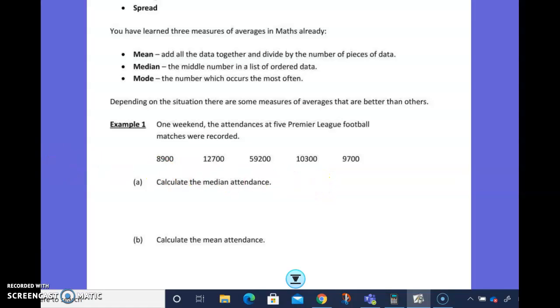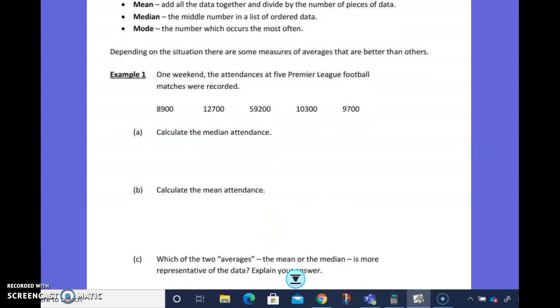Sometimes one measure of average is better than the other. Generally speaking, the mean is the best one because it uses every single piece of information, but not always, as you'll see in the following example. Okay, so we're going to calculate the median attendance. Median is your middle number, but we must have our numbers in order before we calculate the median.